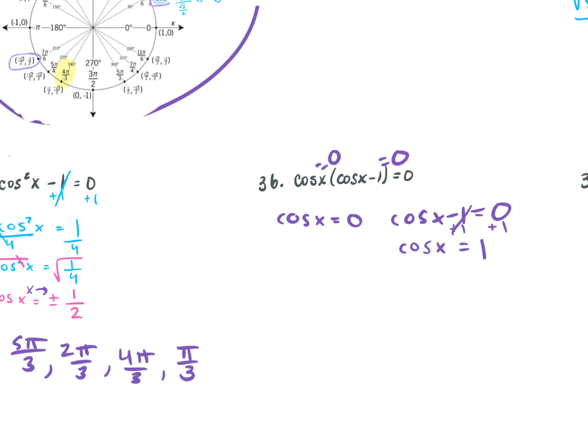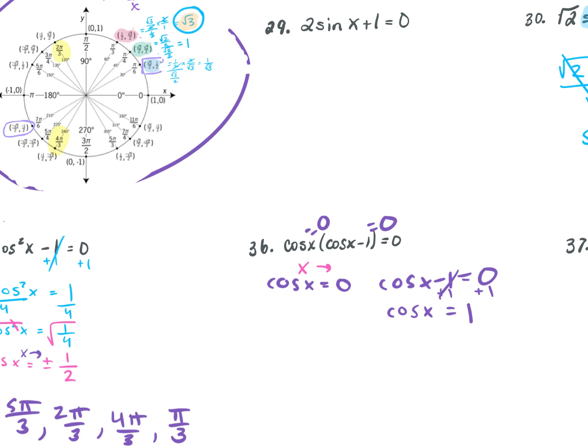Cosine tells us we have to look for what? The x value. Where on our unit circle is our x value 0? 3 pi over 2, where else? And pi over 2. Awesome. So pi over 2 and 3 pi over 2.